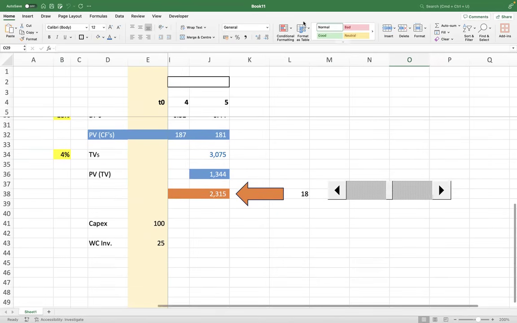Okay, so you can also do a few more things here. You can do the best case, worst case scenario manager. So that was about business valuation. Thank you.